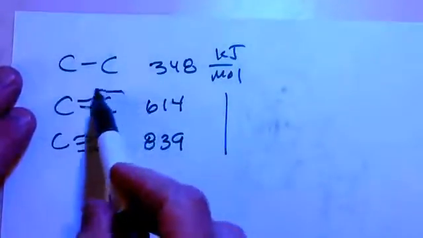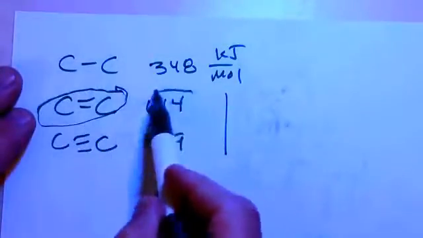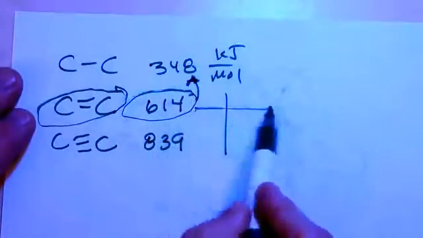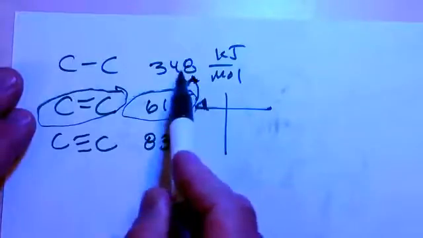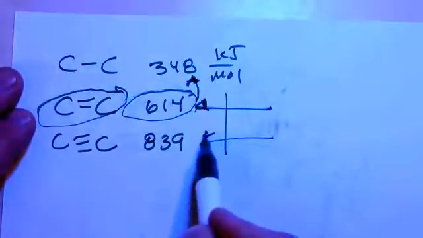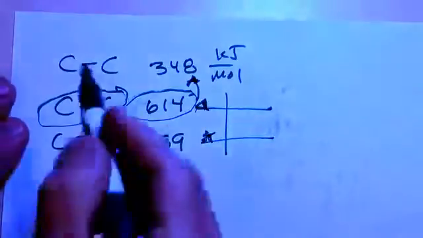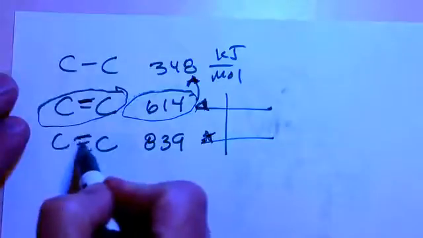Why, since I have a double bond here, is it not twice as much as this 348? This 348 is pretty close to 350, so this should be about 700. And if this is 350, the triple bond should be triple the amount, on the order of 1,000. But it's not. The reason for this is the type of bond that we have here.